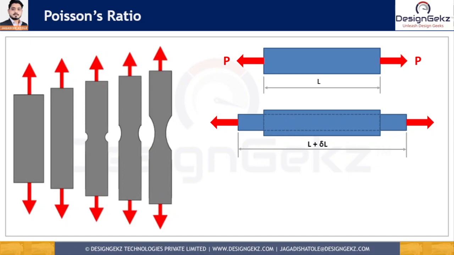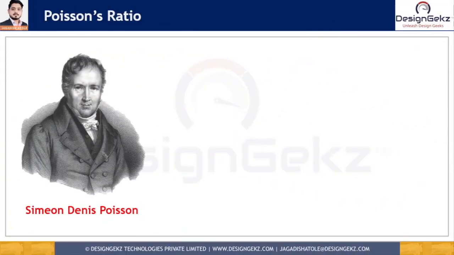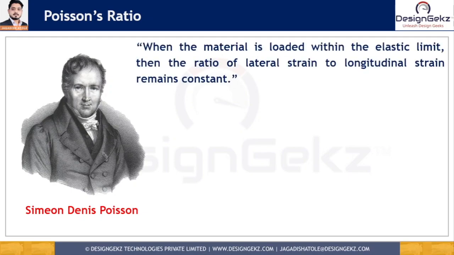But that's not the only change that will happen to the bar because of the applied force. Obviously, the length of the bar will increase, but the bar also gets thinner. That is, the lateral dimensions will decrease from D to D minus delta D. That means the deformation is occurring in both directions. To describe this deformation, the scientist Simeon Denis Poisson coined a ratio which we now call the Poisson's ratio. More precisely, when the material is loaded within the elastic limit, the ratio of the lateral strain to the longitudinal strain remains constant.